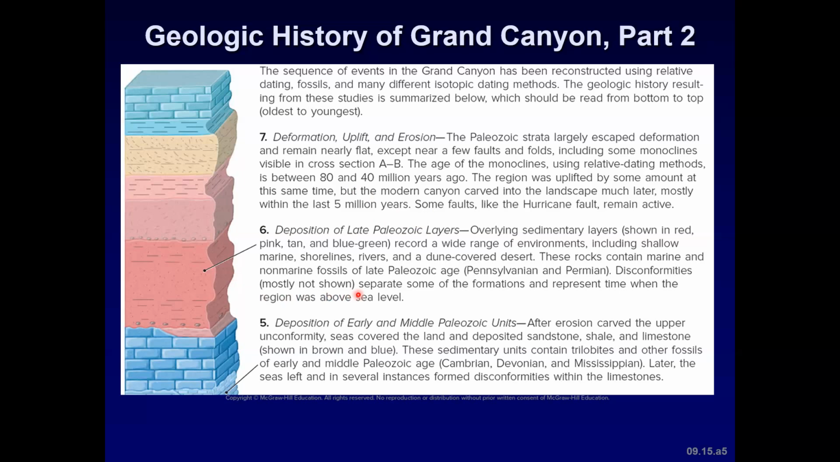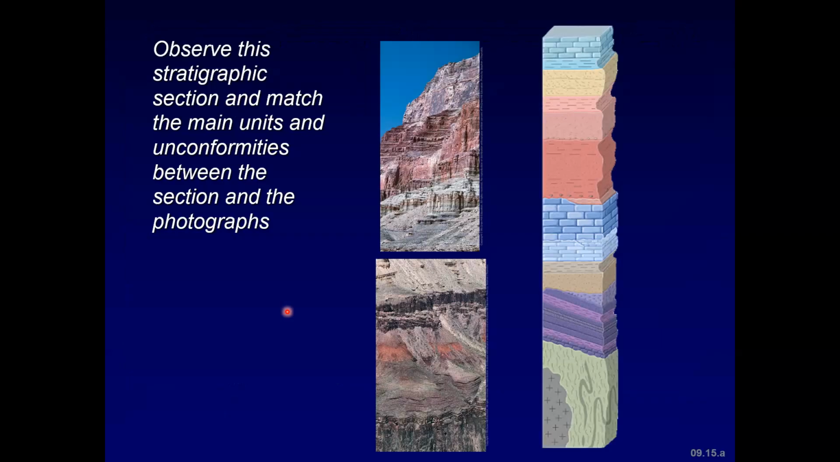After that, we had a diversity of sedimentary environments, and those rocks were deposited in shallow marine environments, shorelines, and rivers. Then we saw deformation, uplift, and erosion. Although the Paleozoic rocks, they're nearly flat except a few faults and folds. All right, there's more to it than that. That's only through the Paleozoic. But we can look at this stratigraphic section and kind of match the main units and unconformities between the section that someone drew and the photographs that someone took as well.